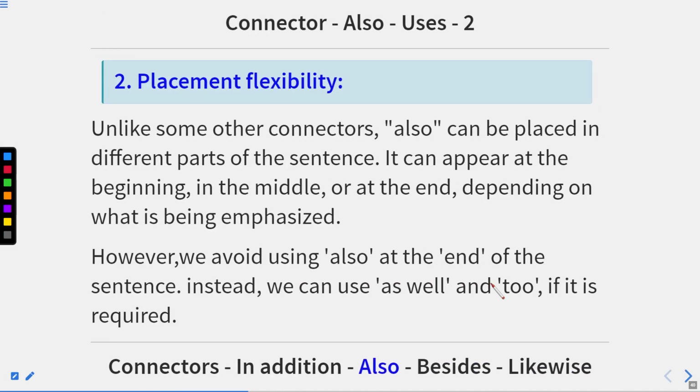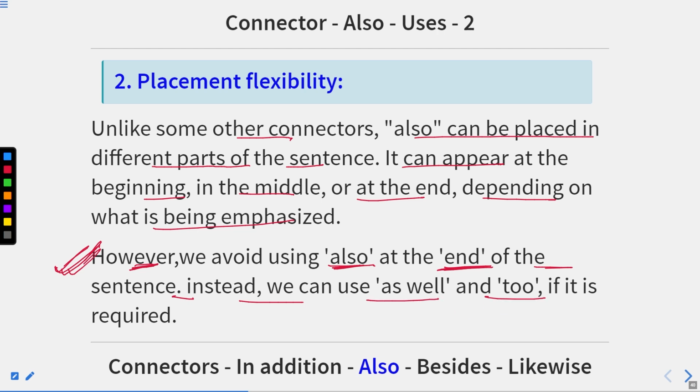Now, placement flexibility. Unlike some other connectors, "also" can be placed in different parts of a sentence. It can appear at the beginning, in the middle, or at the end, depending on what is being emphasized. However, this phrase is very, very important. We can place "also" in the beginning of the sentence, in the middle of the sentence, as well as at the end of the sentence. But there is a condition. However, we avoid using "also" at the end of the sentence.